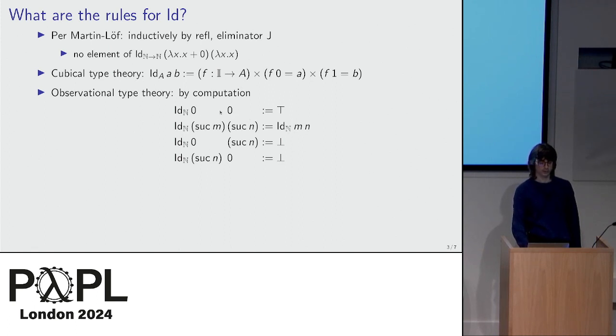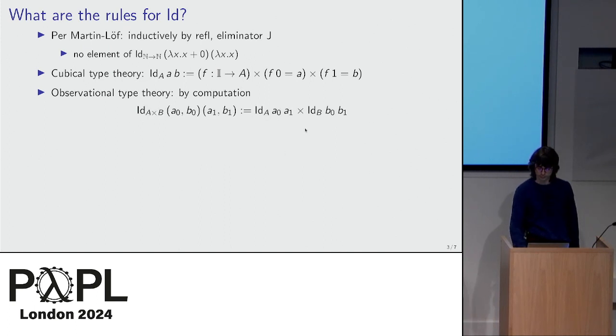So equality of 0 and 0 computes to the unit type, or top, so it's true all the time. If it's a successor, the diagonal case, then we recurse. So successor of m is equal to successor of n if m is equal to n. And in the non-diagonal case, we return the empty type, right? Similarly for product types, identity of A times B is an identity in A and an identity in B, and this is also a computation rule.